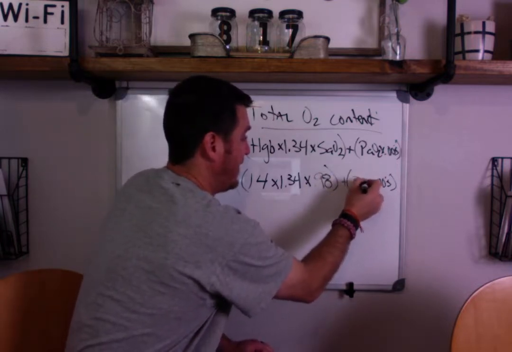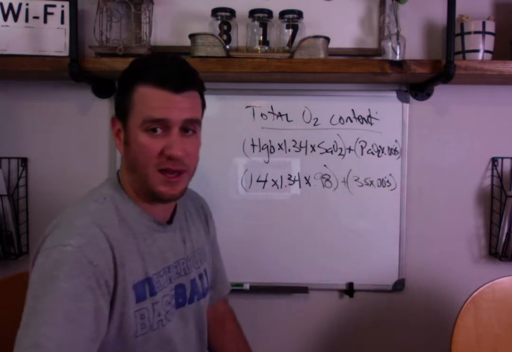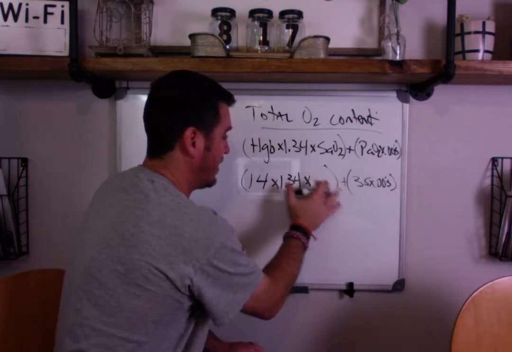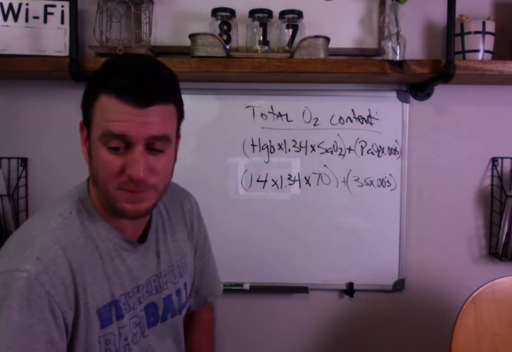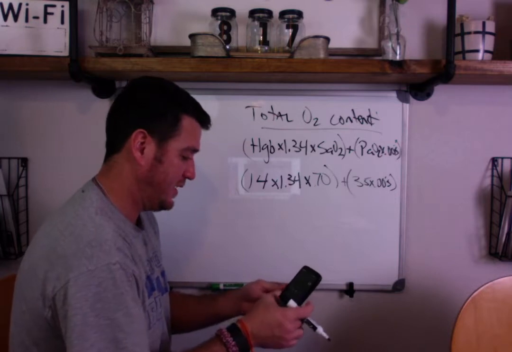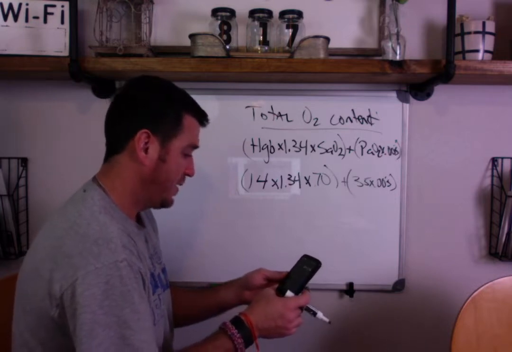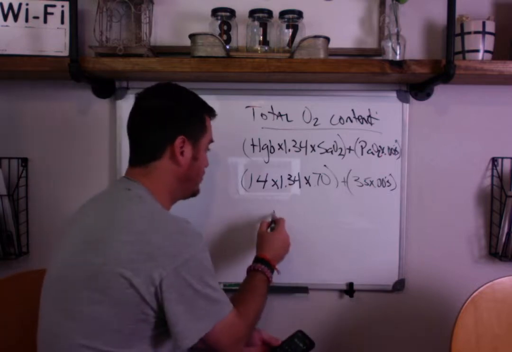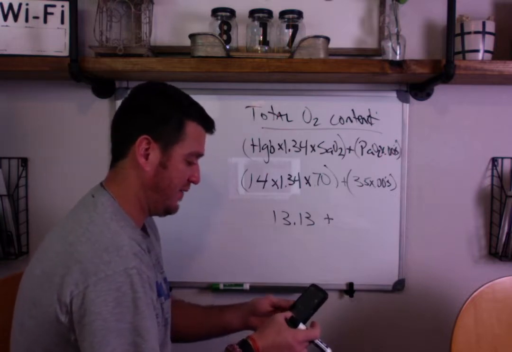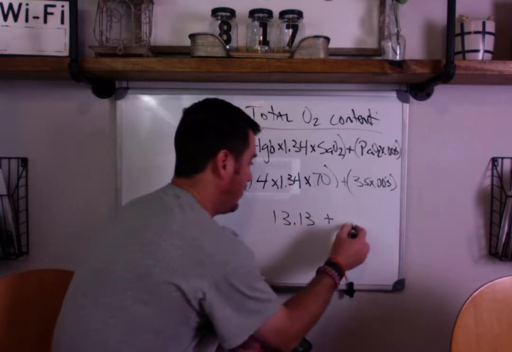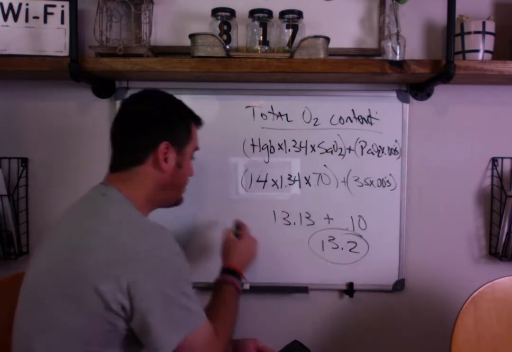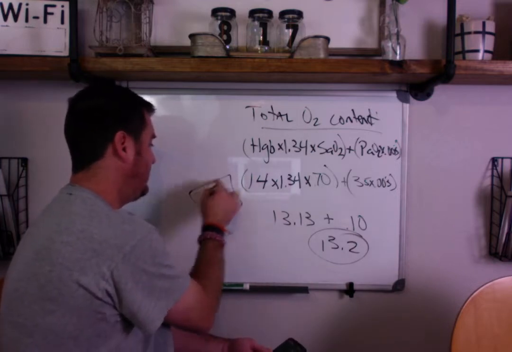to 35. Now this is a severe example, okay? Severe hypoxemia, right? So we know our sats are going to be somewhere around the ballpark of 70. So if we do this formula, we see 14 times 1.34 times 0.7 equals 13.13 plus 35 times 0.003 equals 0.10. So this equals 13.2. We started at 17.6, I believe.